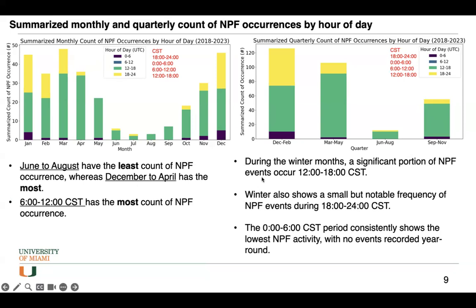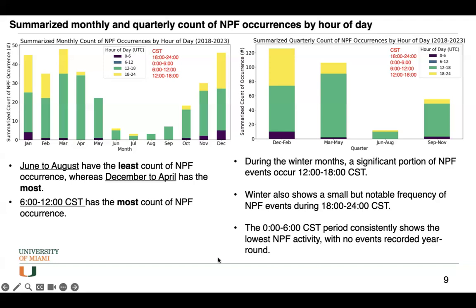Specifically during the winter, we find out the second significant portion of new particle formation happened at 12 to 18 CST, which is another daytime period. And we also find the winter shows a notable frequency during 18 to 24 CST, which is nighttime, but the atmospheric stability that facilitates new particle formation could contribute to a higher number of events. And another nighttime period, 0 to 6 CST, shows 0 throughout the year.